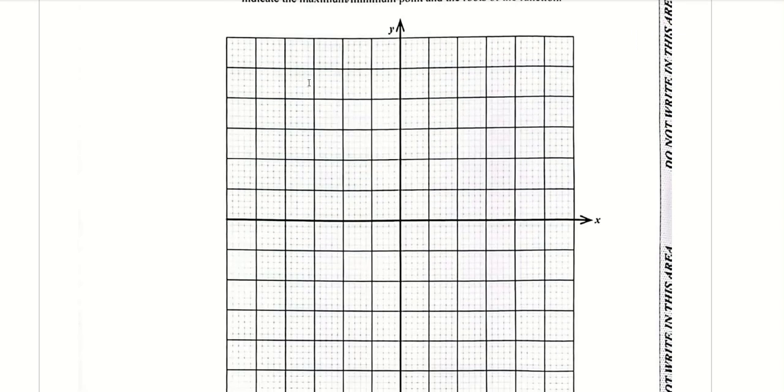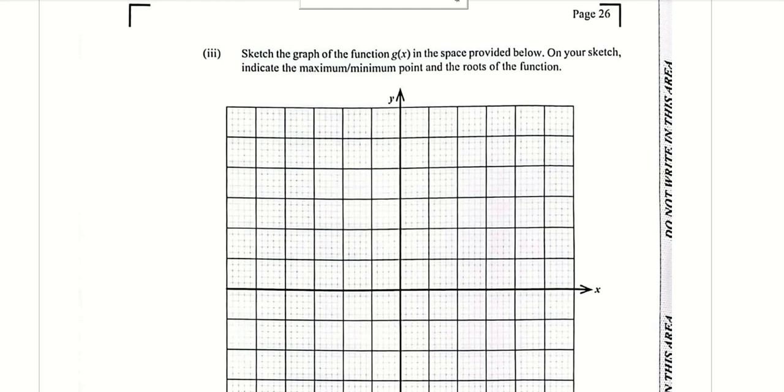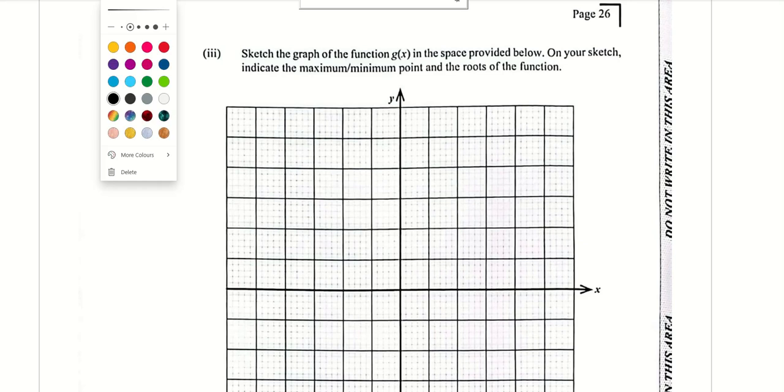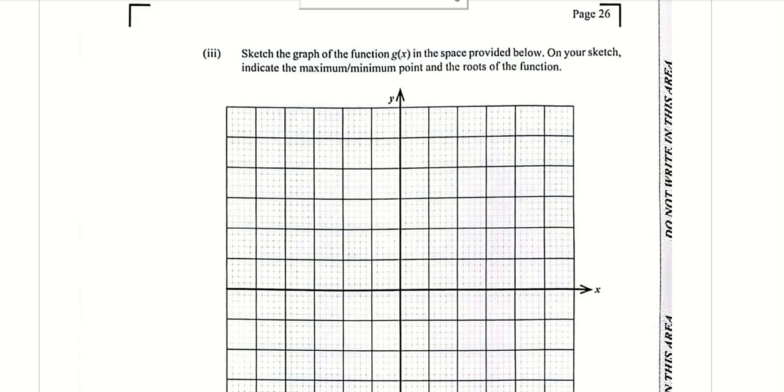Let's read this question here. Sketch the graph of the function g of x in the space below. On your sketch, indicate the maximum or minimum point and the root of the function. First off, let's write what g of x is equal to. So g of x is equal to 5 minus x squared. Alright, let's put the squared first. So g of x is equal to minus x squared plus 5.